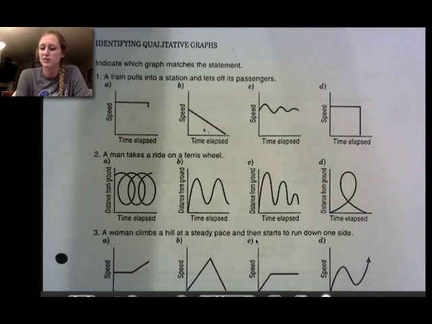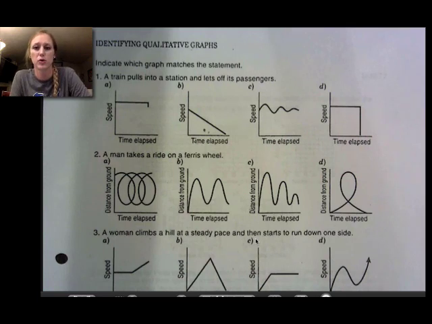Hey guys, in this video we're going to be looking at qualitative graphs. A lot of these are going to go with a storyline, and we're going to have two different units that we're comparing, one on the x-axis and one on the y. So we're going to try and match these graphs to the scenario that they're describing.